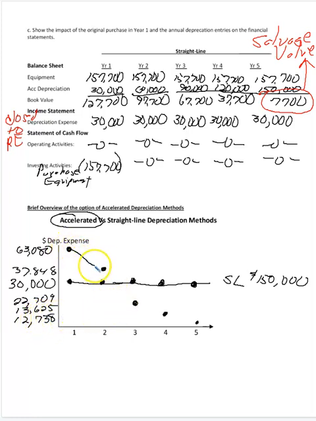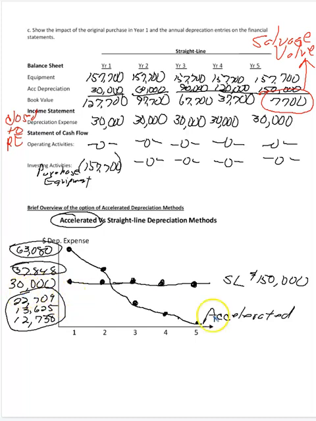So the accelerated will have a downward line, right? Kind of follow these around to go down. So this is an accelerated method. But if I add those up, the 63, the 37, and all of these down here, it still totals 150,000. So in the long run, I still depreciate the asset. I have $150,000.